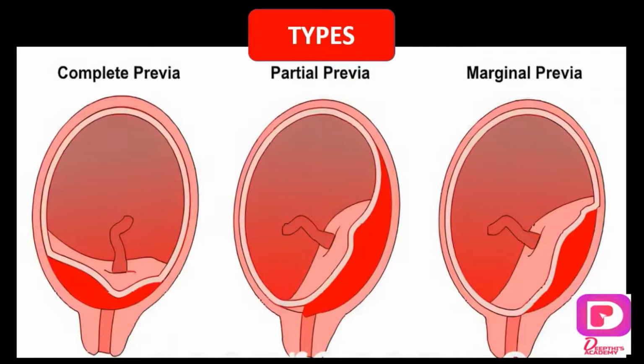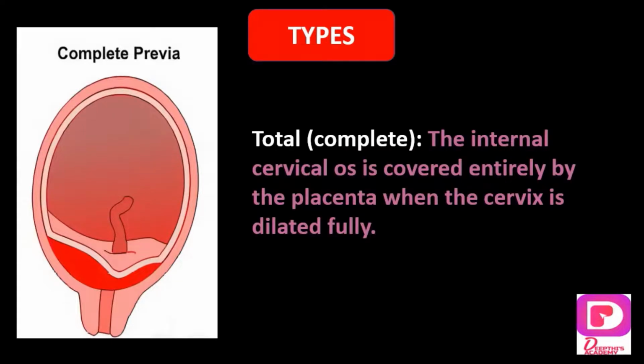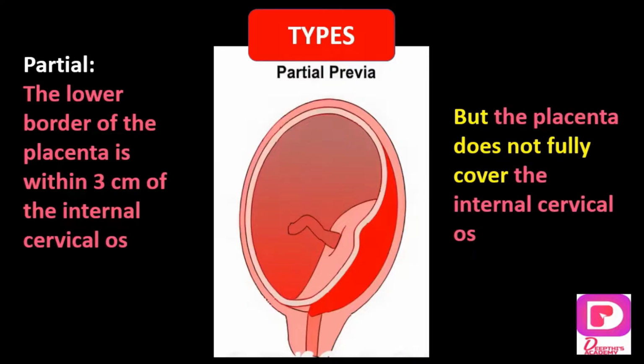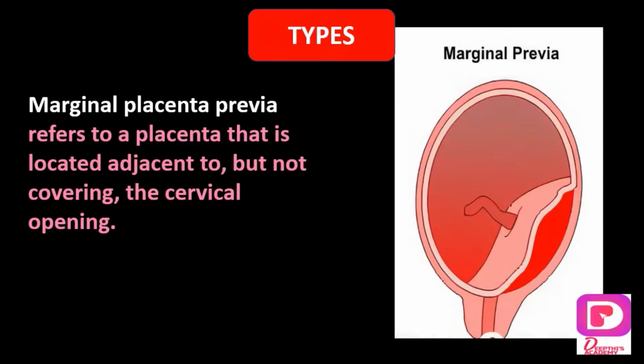Let's see what is complete previa. The total or complete previa refers to the internal cervical os being covered entirely by the placenta when the cervix is dilated fully. How about the partial? The lower border of the placenta is within 3 cm of the internal cervical os, but the placenta does not fully cover the internal cervical os. The marginal placenta previa refers to the placenta that is located adjacent to but not covering the cervical opening.